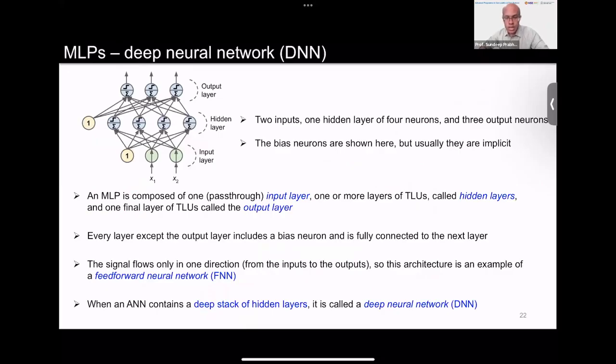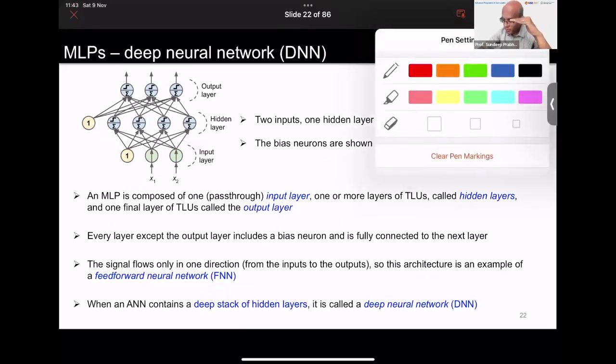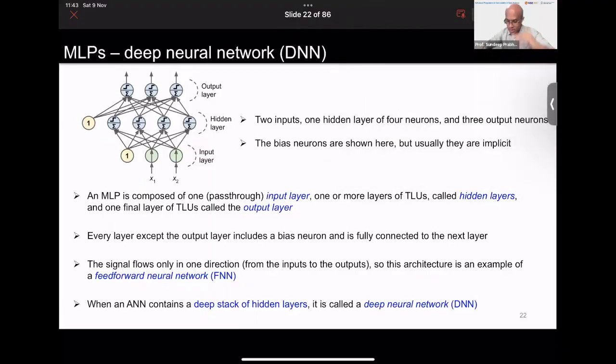Okay, so now let's try to put these thoughts together and see what a multi-layer perceptron is. As I was telling, a multi-layer perceptron is a stack of multiple single layer TLUs. The intermediate layers are called hidden layers. You have an output layer. The number of outputs depends on the task at hand. If you have a binary classification, you just have one output. If you have a multi-class classification, you have multiple outputs.